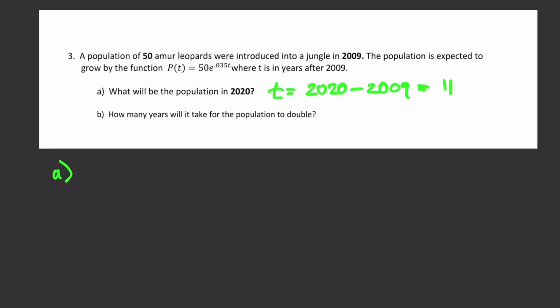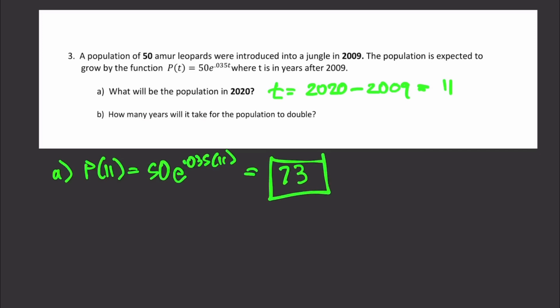So for part A, I'm finding p of 11. That's going to be 50 e to the 0.035 times 11. Let me throw that into the calculator. I got 73. Okay, again, we're talking about leopards here, so you just want to round the answer. It doesn't say one way or the other, so this is obviously an estimation.